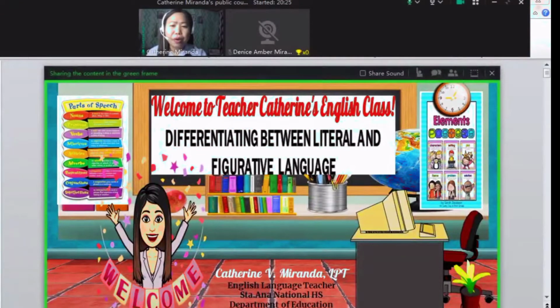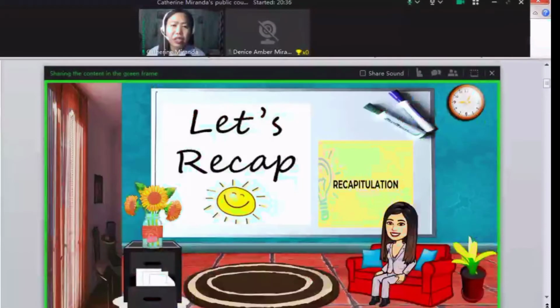For our recapitulation today, let's have our recap of our previous lesson. Last meeting, we talked about figurative language as a language that has an underlying meaning. Writers use them to build imagery and make words or statements fascinating and dramatic. Using them will give room for interpretation.